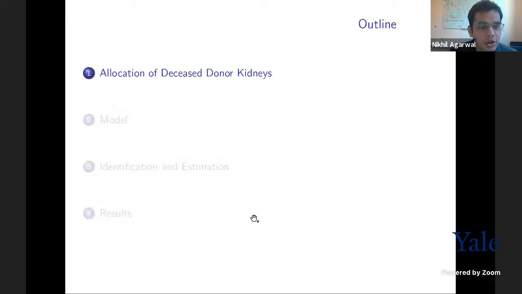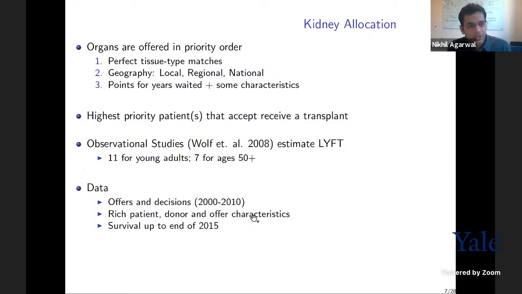Okay, great. So let's talk about the kidney allocation system. As I've briefly mentioned, once an organ becomes available, it is offered in priority order. First, a patient with a perfect tissue type match with that organ is prioritized. This is as if you have your twin's kidney. Given COVID, we know everything about antibodies and antigens. So imagine that there's a kidney for which your immune system is not going to react. That's a perfect tissue type match, and that's a great one to have, because your immune system is not going to attack it, and so it's going to live longer.